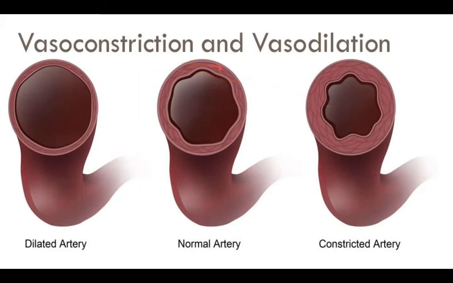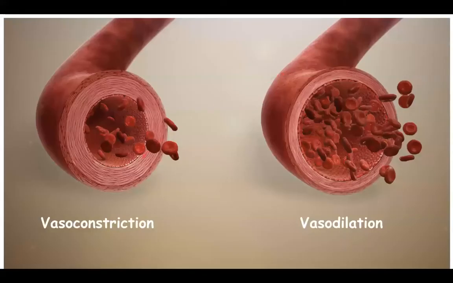Vasoconstriction is used when there is blood loss, as in case of bleeding or an injury, to reduce the blood flow to the affected area. Vasodilation is used when the blood flow needs to be increased to a particular area. So, this is what vasoconstriction will do. It will reduce the blood flow to a particular area, and vasodilation will increase the blood flow to the same area as and when needed by the body.